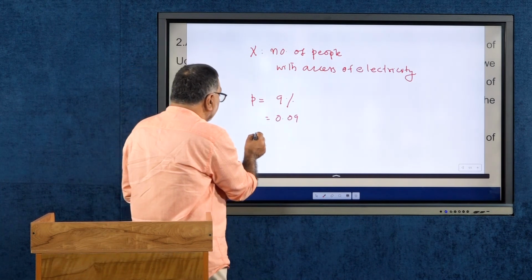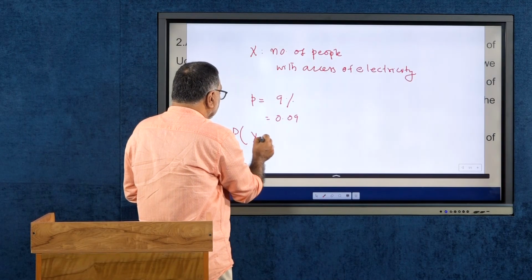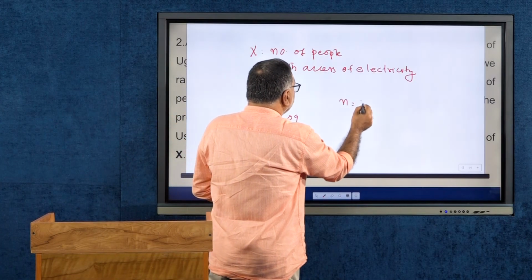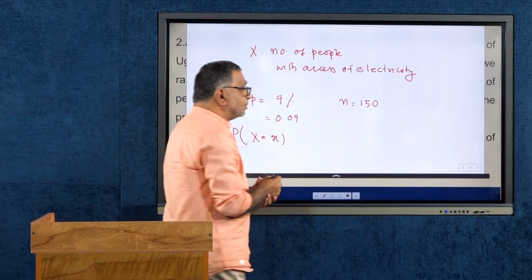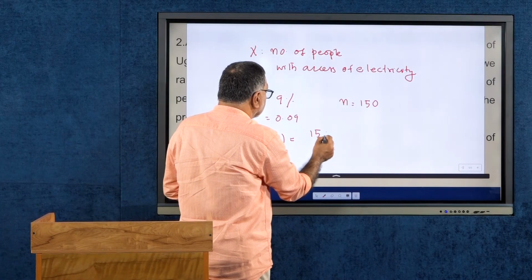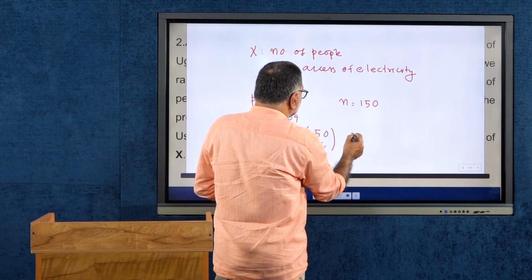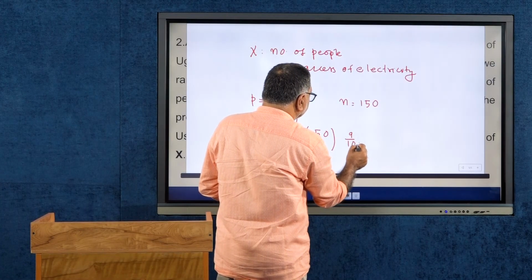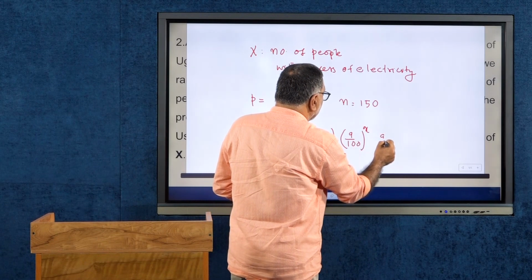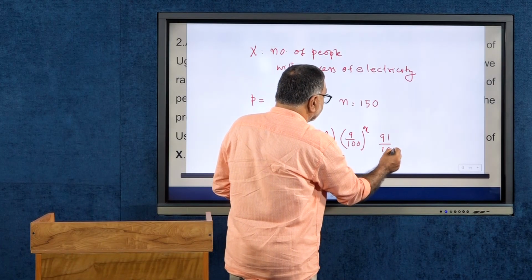And so, what is the probability distribution of x? That is, the probability that X equals x. We sampled 150 people from the population. So, the probability that X equals x is 150 C x, p power x, which you can write as (9/100) power x, and q power n minus x, where q is 1 minus 9/100.